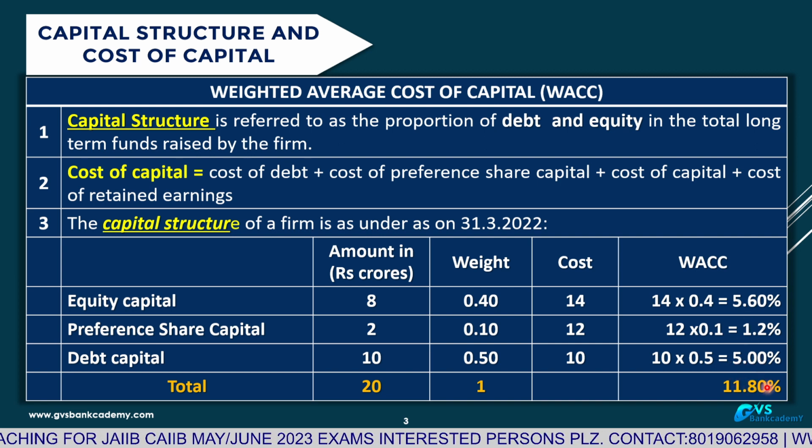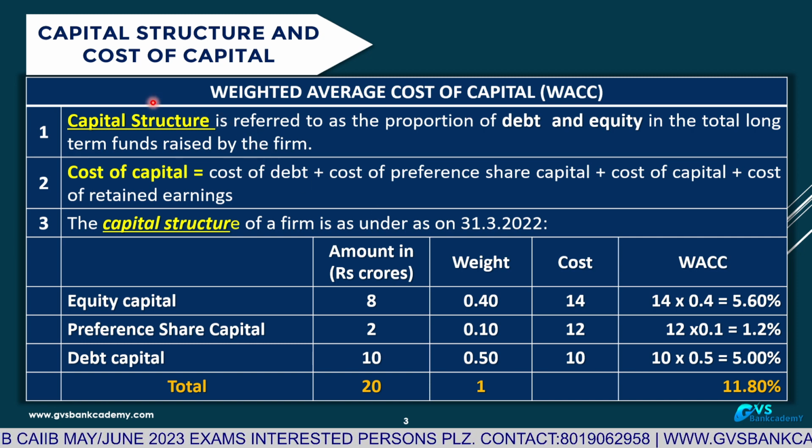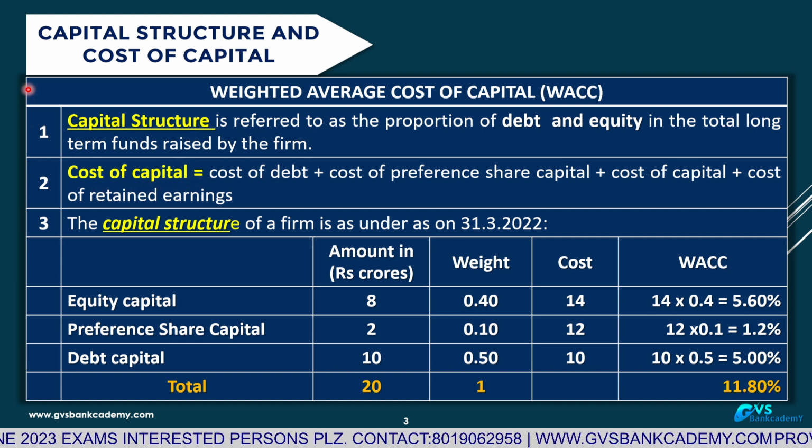So total 11.8 is the weighted average cost of capital in this firm. 11.8. This is one example of capital structure and cost of capital. Capital structure definition and cost of capital we have also discussed. This is problem number 1.